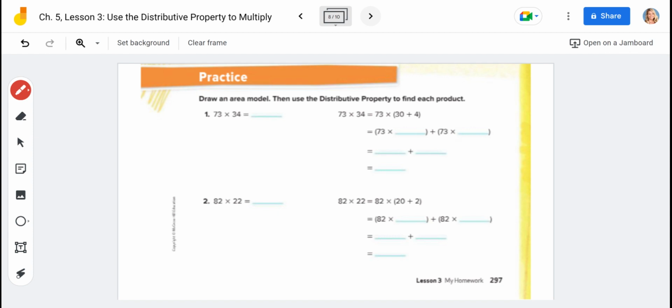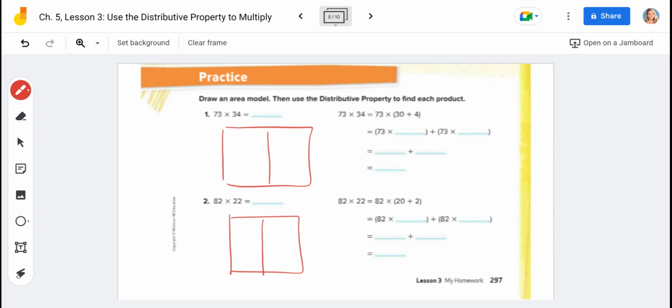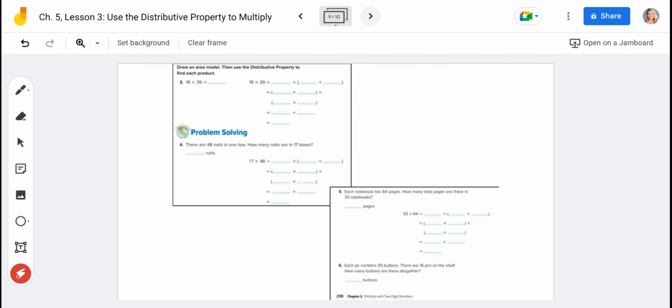Looking at homework, you do have to draw an area model for each of these. It does need to match your distributive property over here. They decompose 34 here. They decompose 22 here. You need to do the same thing to your area models. On homework tonight, area model.